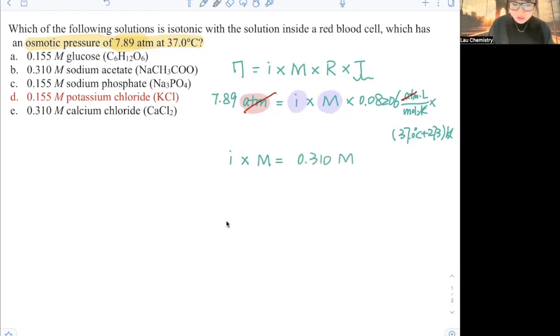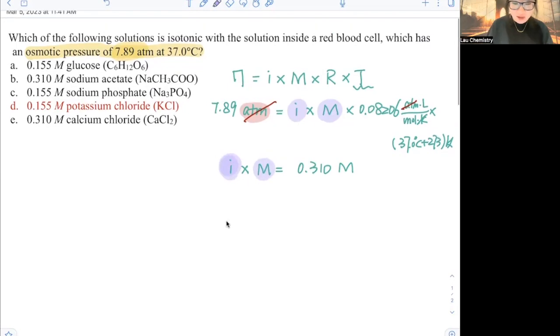The molarity has the same unit, that's fine, but the van't Hoff factor is just a number, at least the expected van't Hoff factor should be just a whole number, with no unit, so that makes sense. Now our job turns into finding, throughout the options, which option gives us van't Hoff factor times molarity equals 0.310. If we find that choice, then that's our answer.